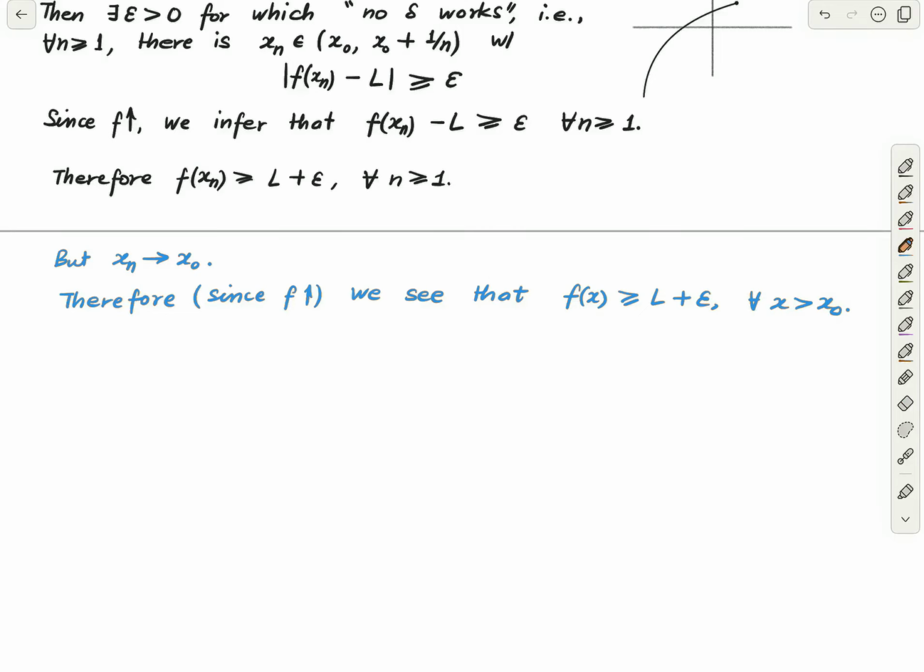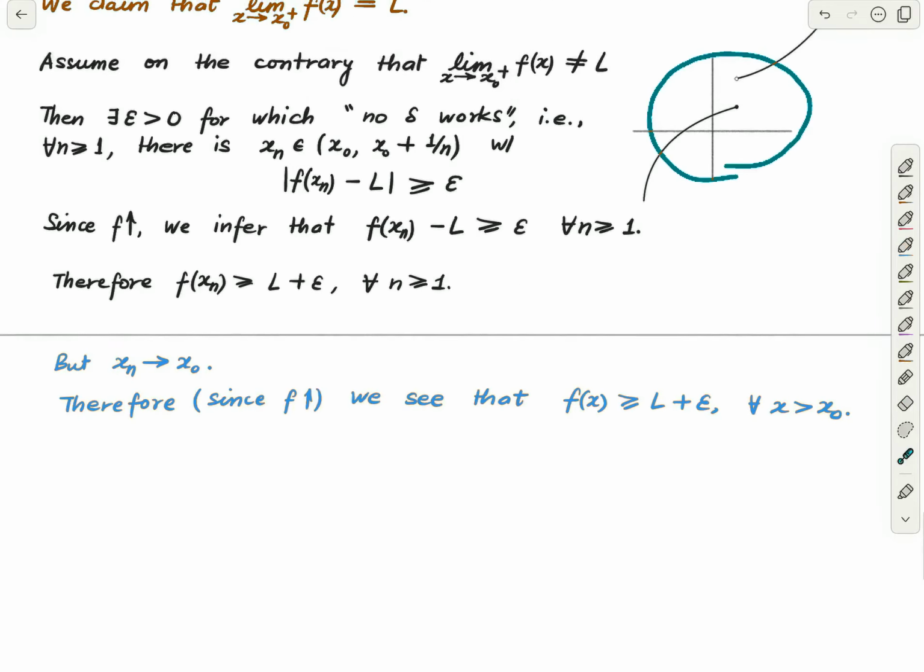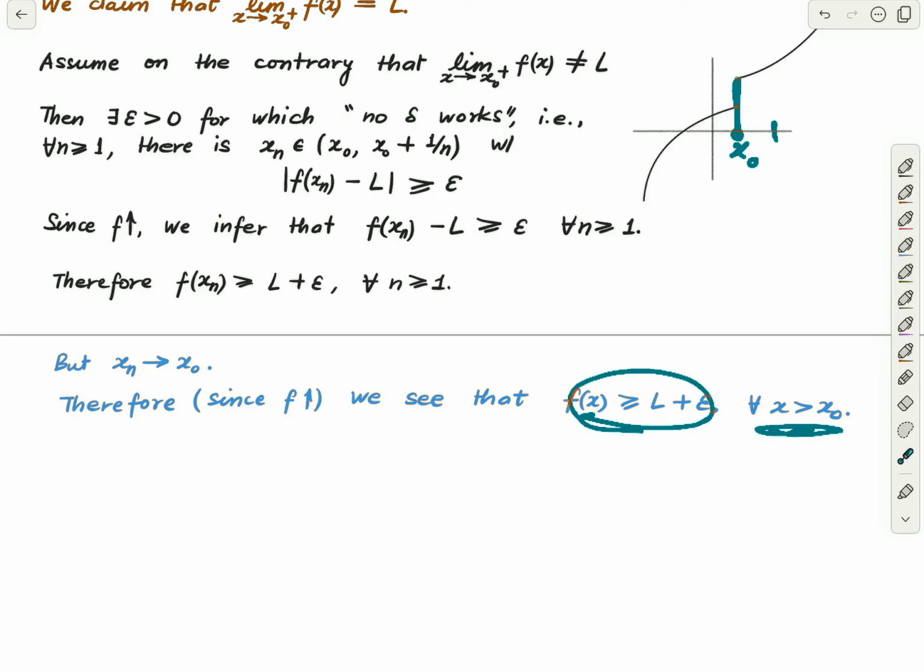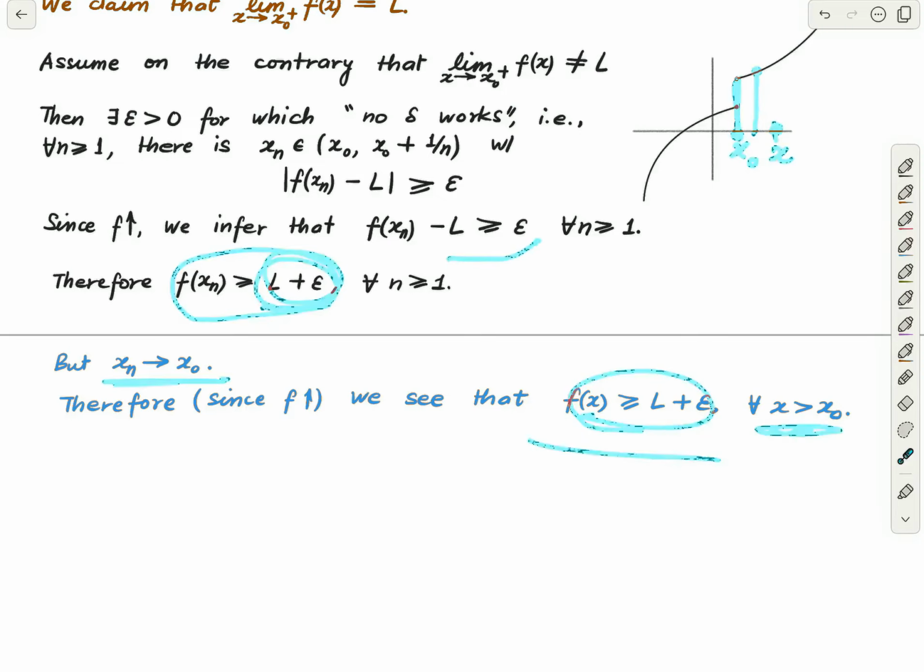Let's try to understand that in the context of this picture. Suppose x0 is this point. It could have been any other point, but I'm deliberately taking this one. Why do we have that this is the case for each x greater than x0? Fix some x which is greater than x0. Since xn converges to x0, there is some xn sandwiched between x0 and x, and the value there is at least L plus epsilon, as we deduced. Since f is an increasing function, the value at x will also be at least L plus epsilon. So this is justified.